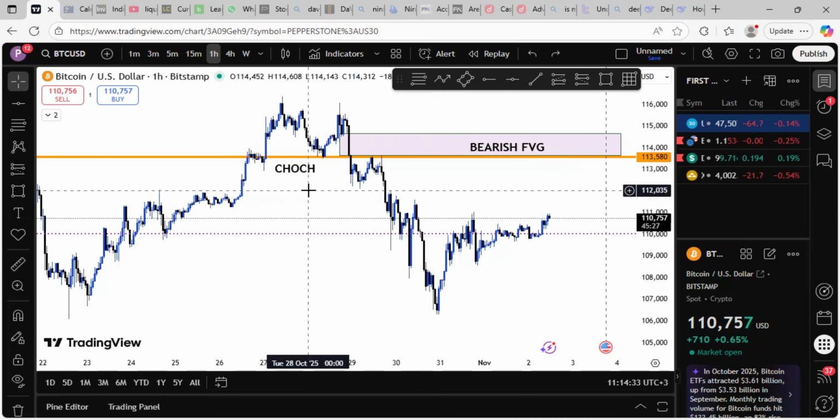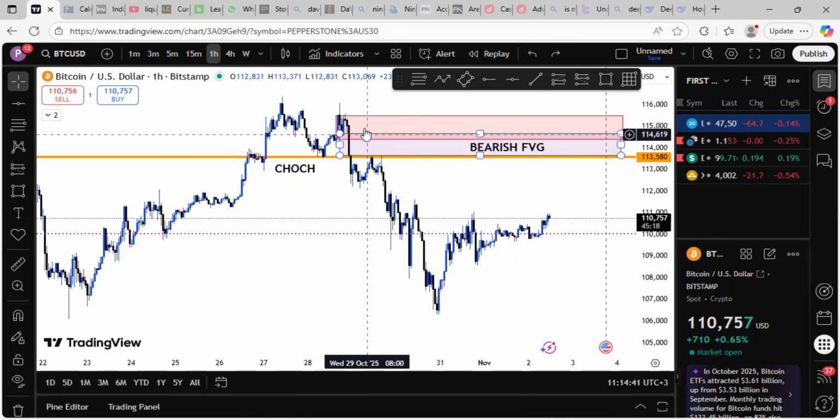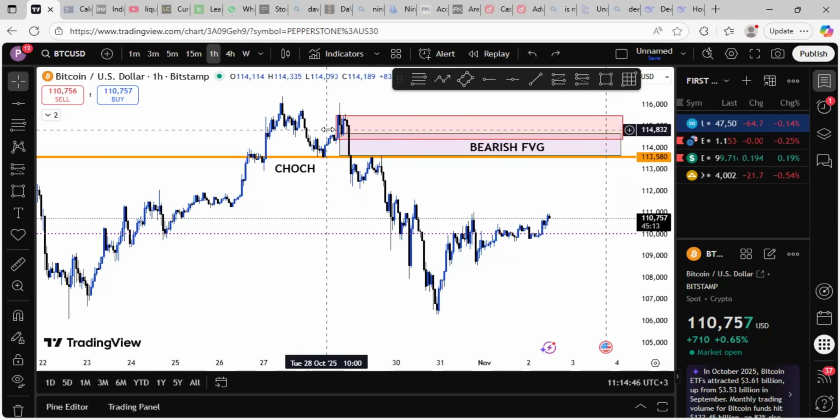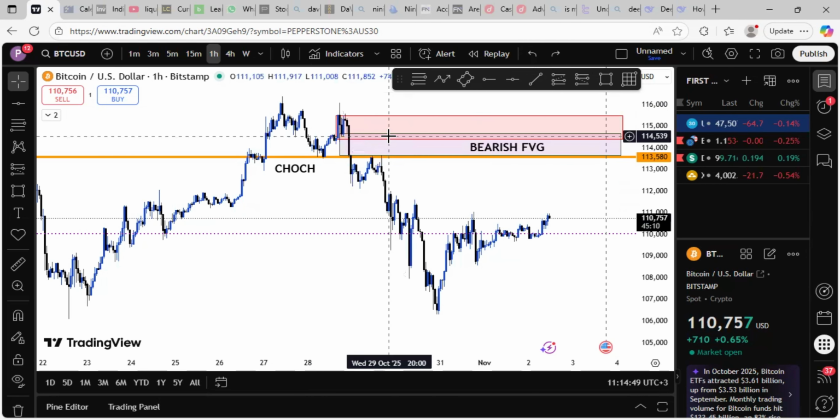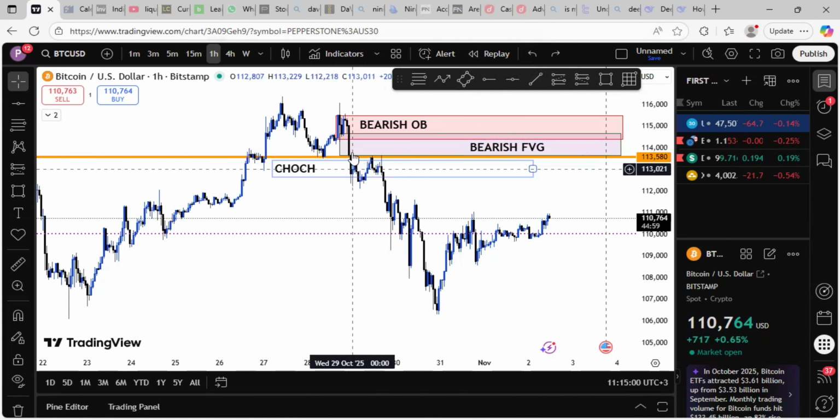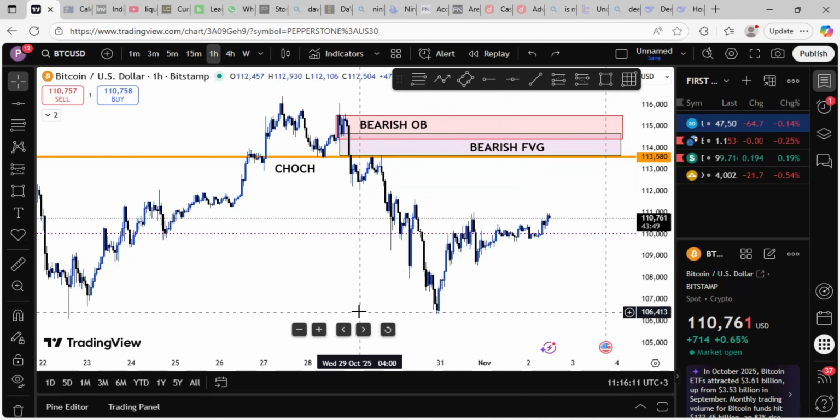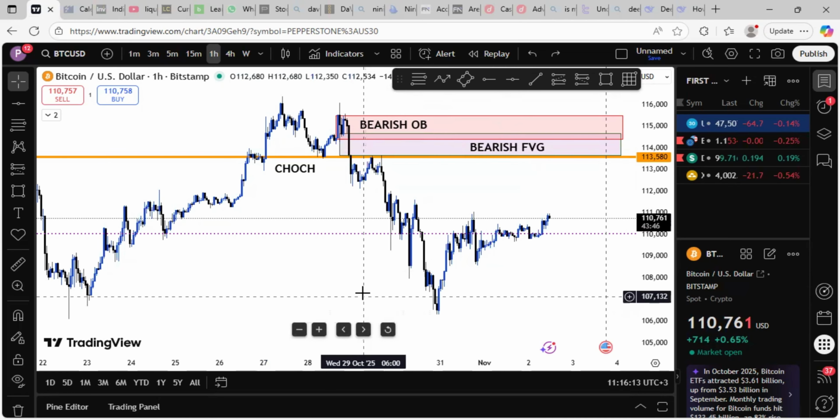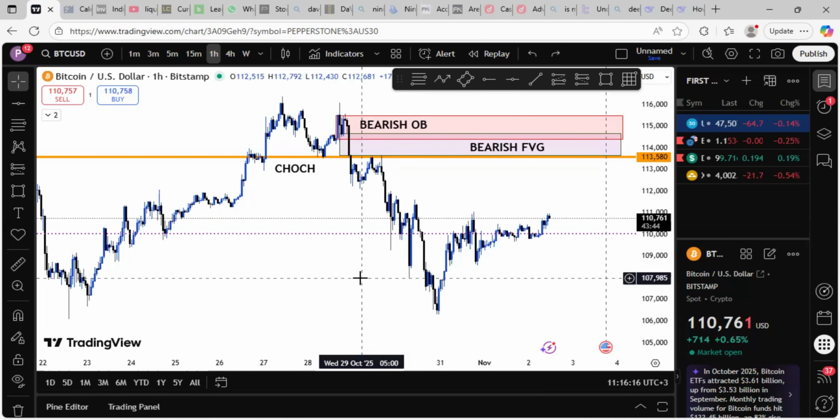We need to look for the order block as another confluence. It's formed when we have this kind of big decisive move, and we mark the last candle that was formed before the price dropped. So now we have our bearish order block after this movement that formed the fair value gap and led to the change of character. The fair value gap has to be untested before, so we have to look for fresh zones.